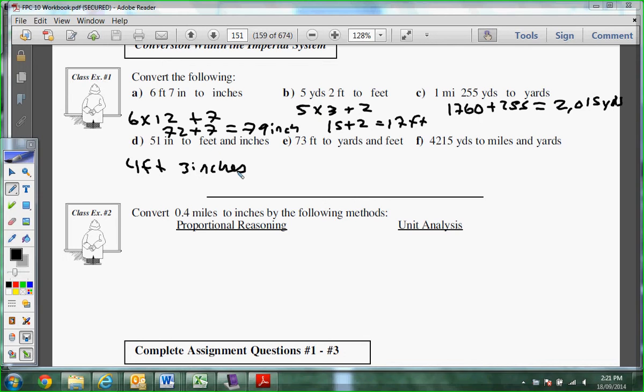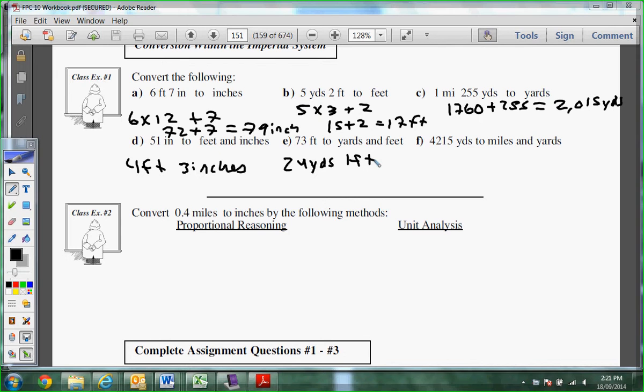Okay, 73 feet to yards and feet. We have to divide the feet by 3. I think it's 24. So 24 yards, and then we have 1 foot left over. 24 yards and 1 foot, because 24 times 3 is 72, and 72 is 1 away from 73.